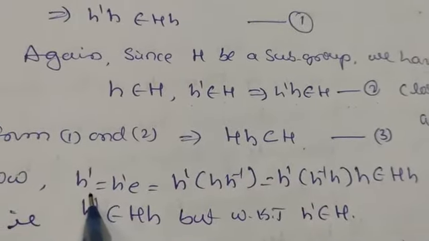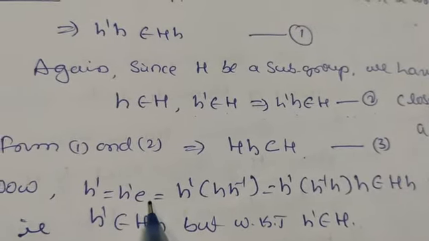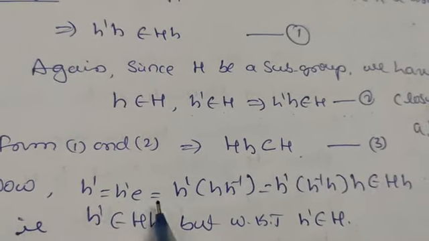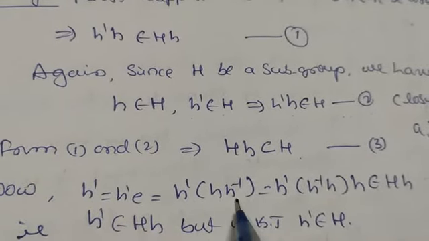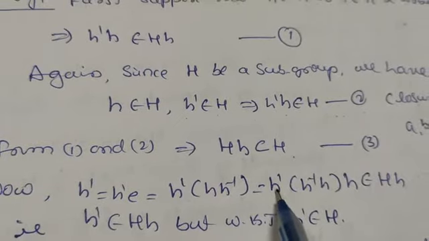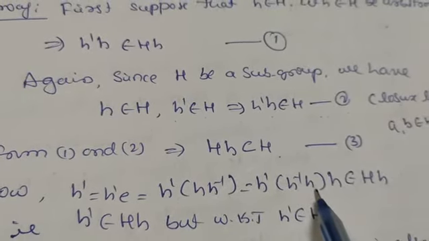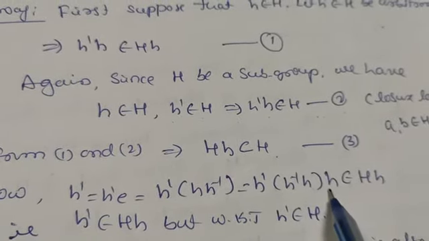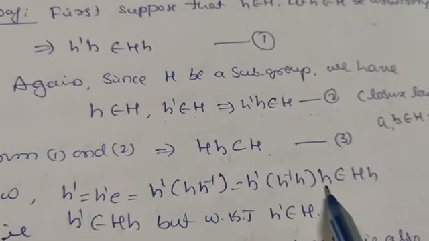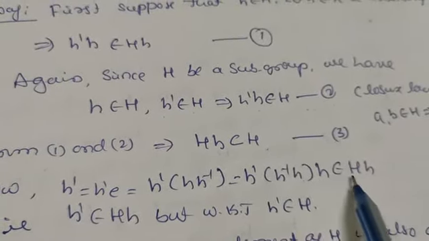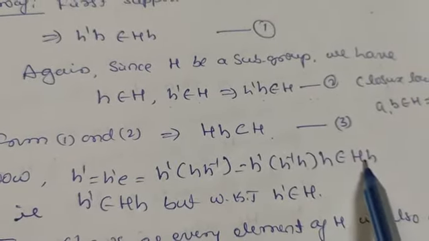Now let us take h'. h' can also be written as h' into e, because e is the identity element. h' into e is again h' only. This is equal to h' into, this e can be written as h into h inverse. This is equal to h' into h inverse into h. We can interchange these two. This is h inverse into h', which belongs to H into h. Let us multiply on both sides with h. So which belongs to H into h. So that is, h' belongs to H into h.